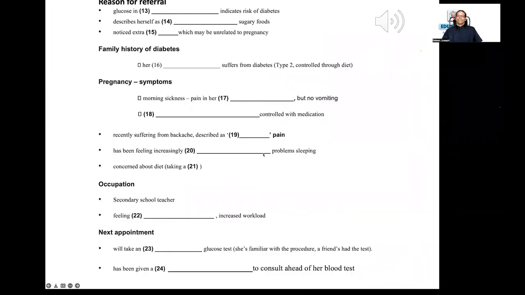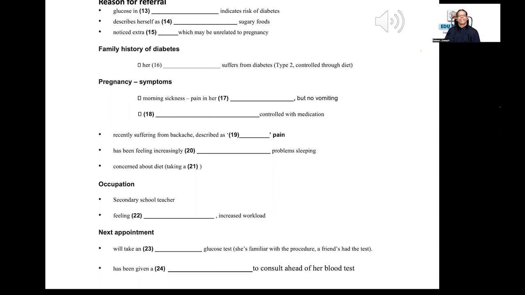Okay. See, reason for referral. Glucose in, indicates risk of diabetes. What will be glucose in what? Glucose in tea or coffee? The urine or in the blood. Okay, urine or blood. So you have to just listen to that, right?